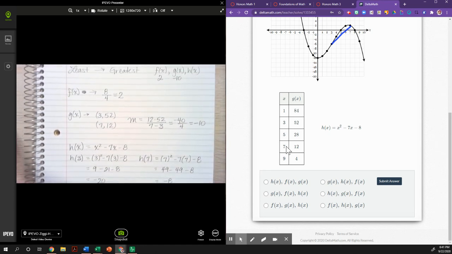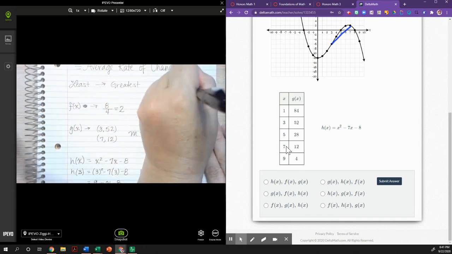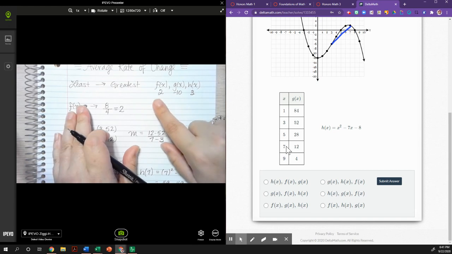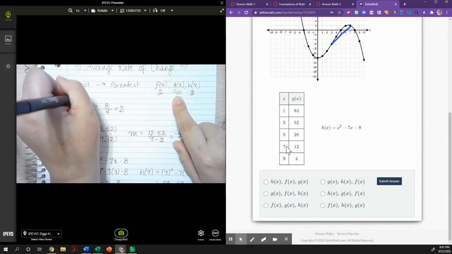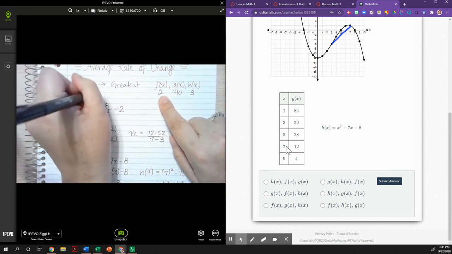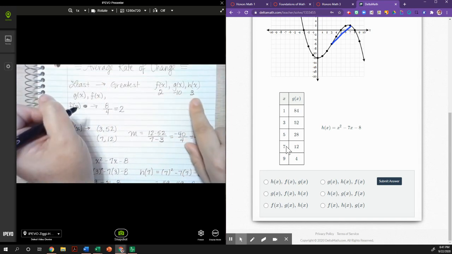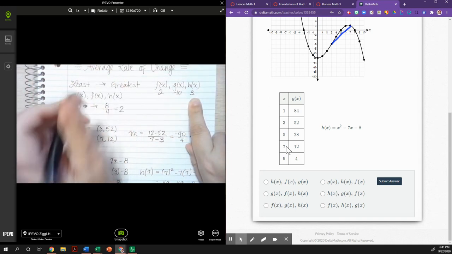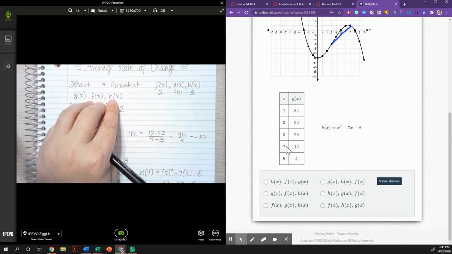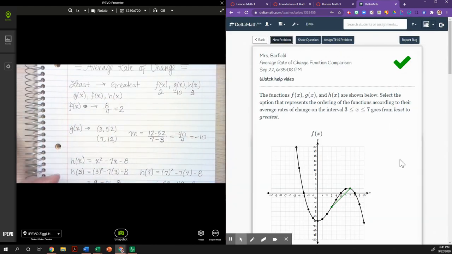Now I'm going to go all the way back up to the top. The smallest average rate of change is my negative number, so that's g of x. Then 2, which is f of x. Then 3, which is h of x. So that's the one I need to pick. I want the one with g of x first, so there's this one: g, then f, then h. The other one is g, then h, then f. So I want this one right here. Submit my answer. Yes, and there we go.